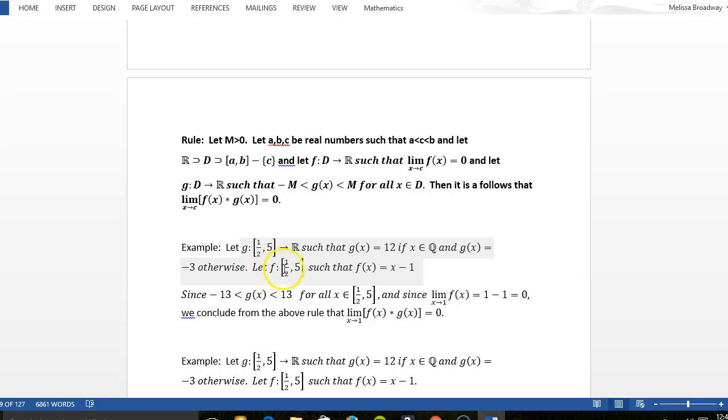Let f be a function, on the other hand, from 1/2 to 5 into the reals. I keep forgetting my codomains on these. Sorry, bad habit. So let f be a function from 1/2 to 5 into the reals such that f of x equals x minus 1 for all x. Okay, and I really should say, to be good-mannered, in the reals.